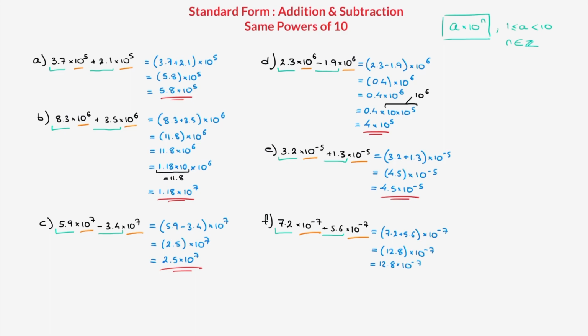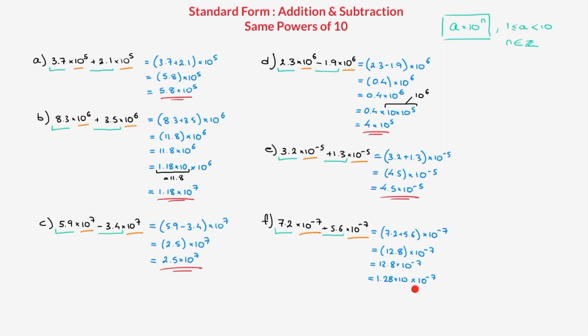And now the issue we're faced with here is the fact that 12.8 is greater than or equal to 10. Remember, the number multiplying the power of 10 has to be less than 10. And so the trick here is to take a factor of 10 out of this 12.8, just as we did in example B here. And so to do that, I'll state that 12.8 is equal to 1.28 times 10, and I still need to multiply that by the power of 10, which was 10 to the power of negative 7.